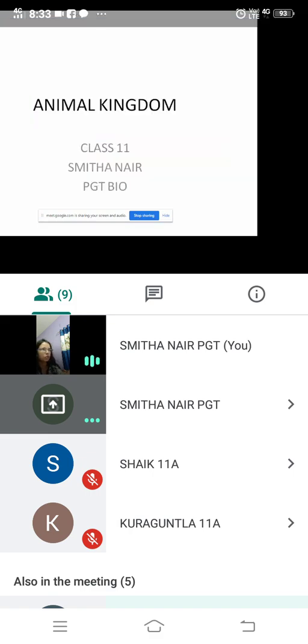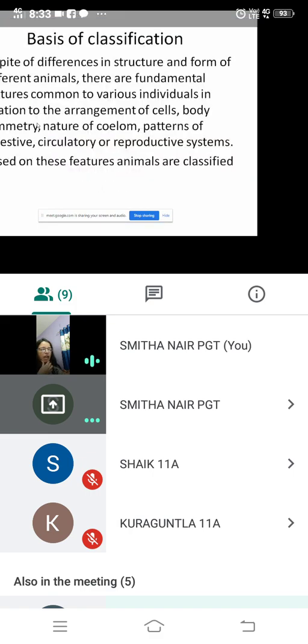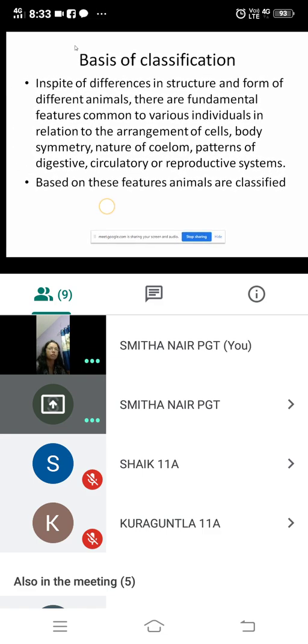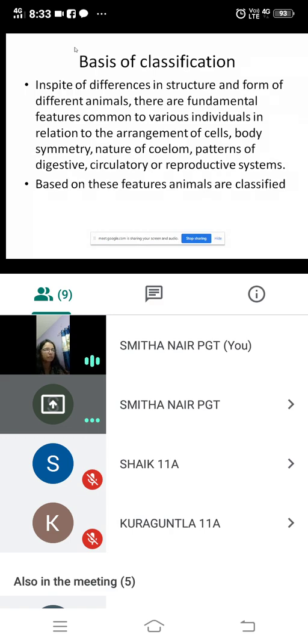Okay, so the basis of classification of animals, what all things are taken so that animals are classified. Like in our school, for example, the classes are divided based on the ages. Different age students are in different classes. So in the same way here also, there is some criteria based on which the classification of the animals is done.